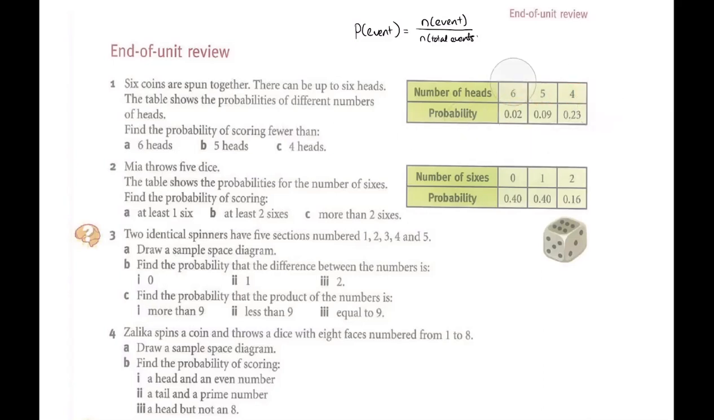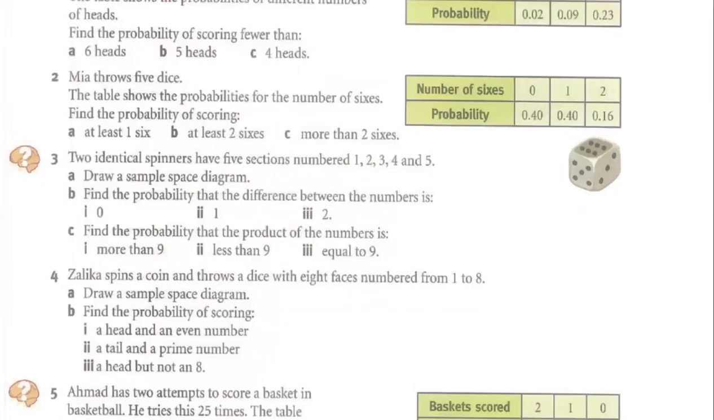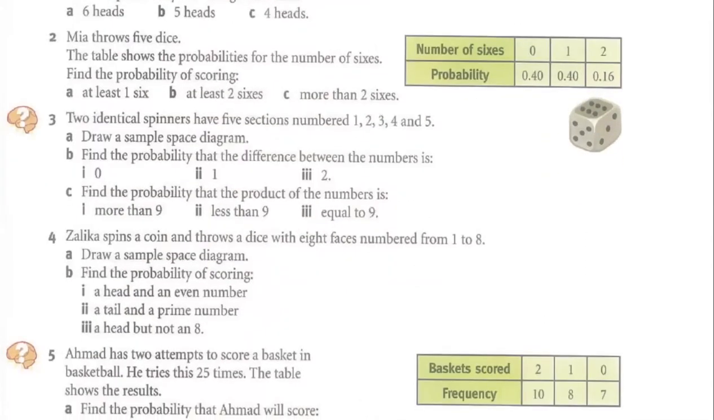Now, let's look at the next question, number 2. Mia throws 5 dice. All the dice have 6 faces. You can just throw, and then there are so many different numbers or combinations. The table shows the probability of the number of 6s. Means how many 6s. So the maximum number of 6s is 5.